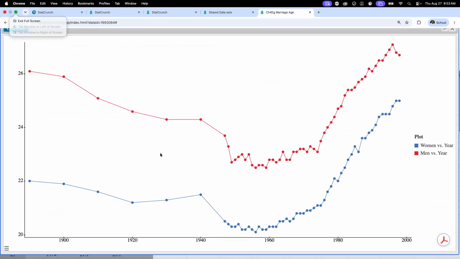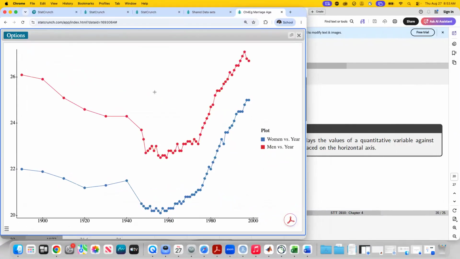So what can you see? You see this one is giving us the overall trend. Let me try to exit full screen. So you can see this is giving us the overall trend. Now, you see men is in red and women is in blue. So again, women marry earlier than men according to this data set.